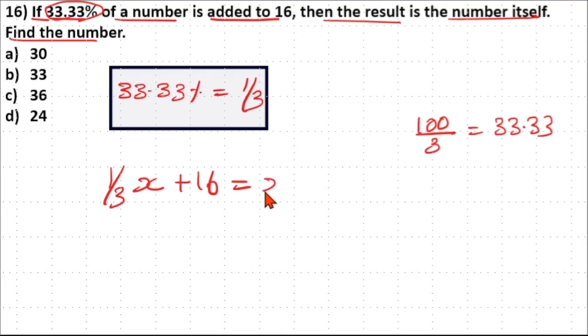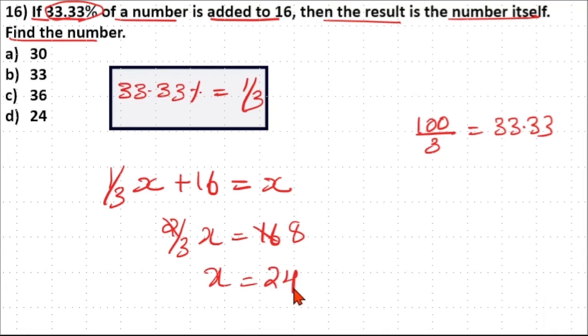Here the number is x. Now 1 by 3x plus 16 is x. So x minus 1 by 3x is 2 by 3x, which is equal to 16. 2 goes 8 times in 16. Now x is equal to 8 into 3, 24. So option D is your answer.